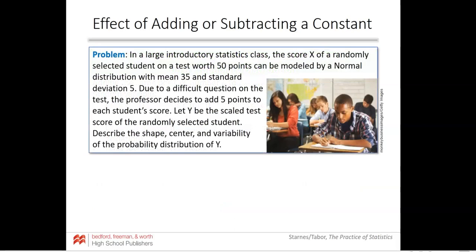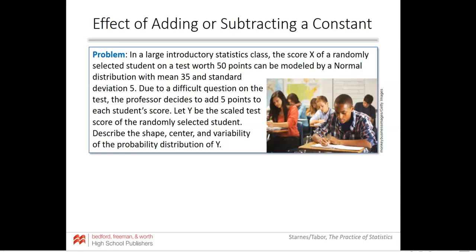So this should be an easy problem if you understand the principle. In a large intro to stats class, the score X of a randomly selected student on a test worth 50 points can be modeled by a normal distribution with a mean of 35 and a standard deviation of 5. Due to a difficult question on the test, this nice professor decides to add 5 points to each student's score. Let Y be the scaled test score. So the scale was to add 5 to everybody. Pretty nice. So describe the shape, center, and variability.